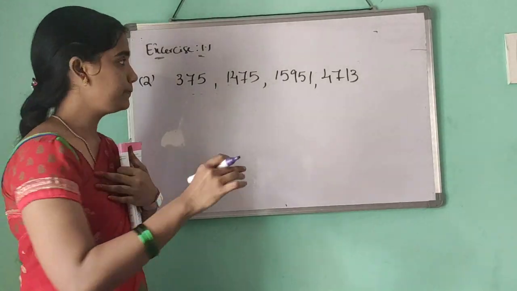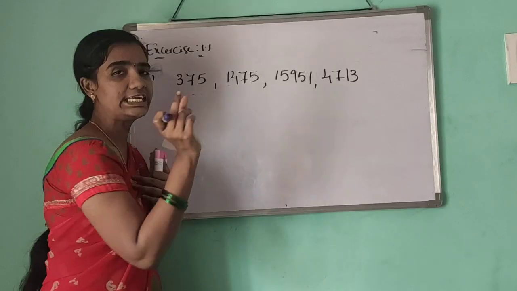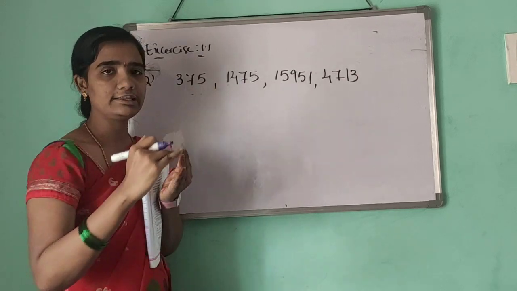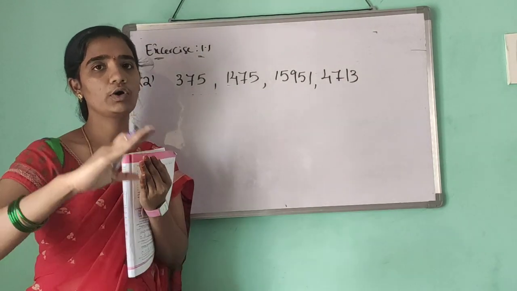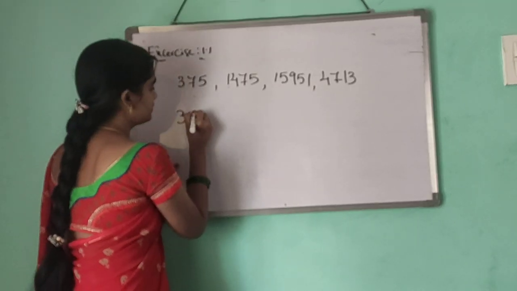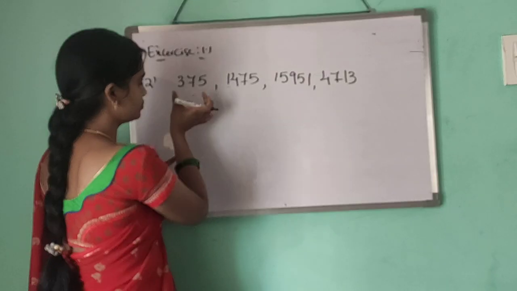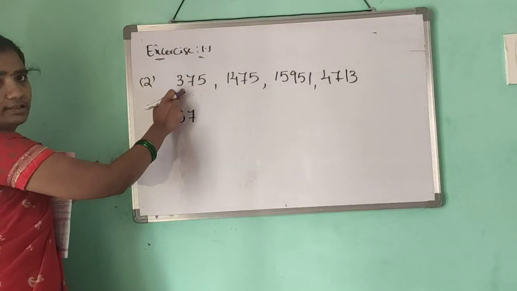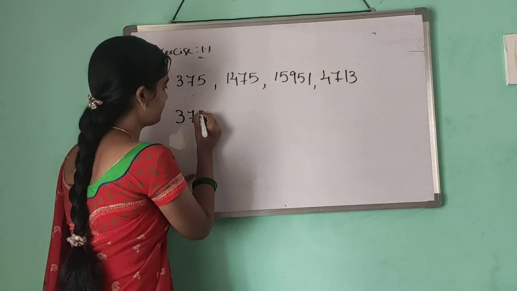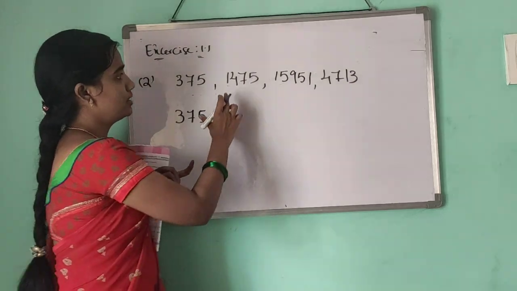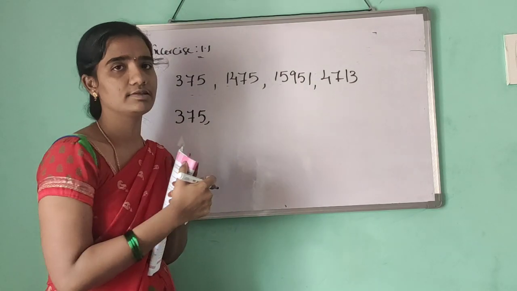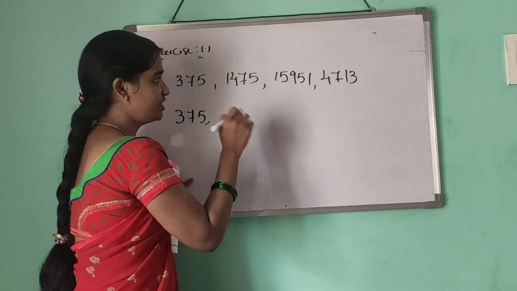Here observe clearly. The first number 375 has 3 digits, the others have 4 digits, 4 digits, 4 digits. Increasing means from lower number to higher number. That is the ascending order. So here 3 digits is given. It is clearly seen that among these 4 numbers, 375 is the smallest, so it comes first. Okay, 375 first. Next we have to check which is the smallest number among the remaining in ascending order.